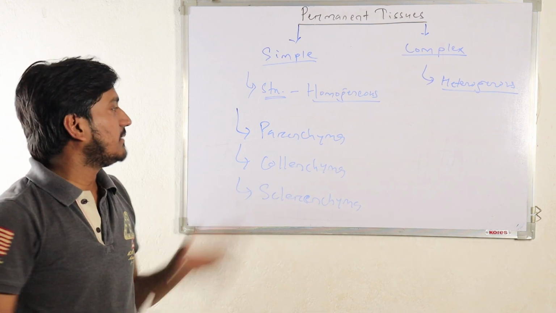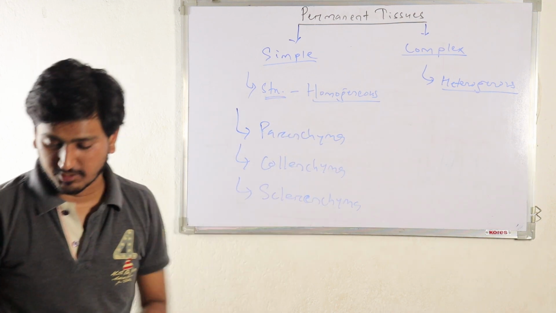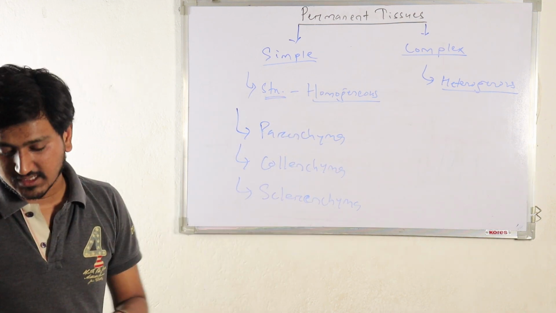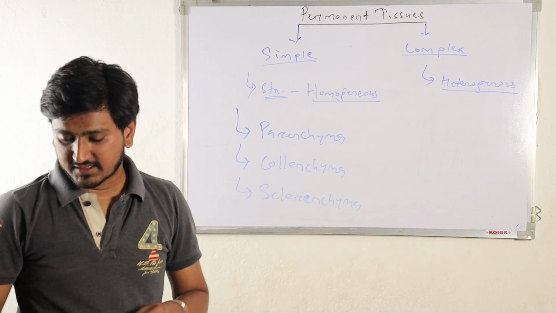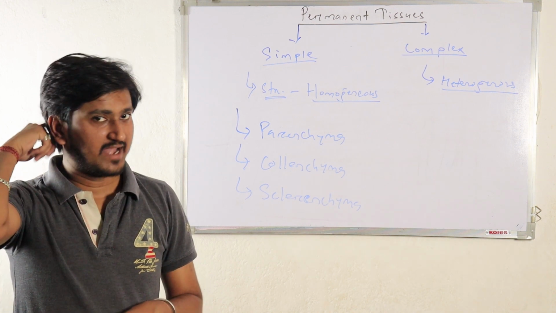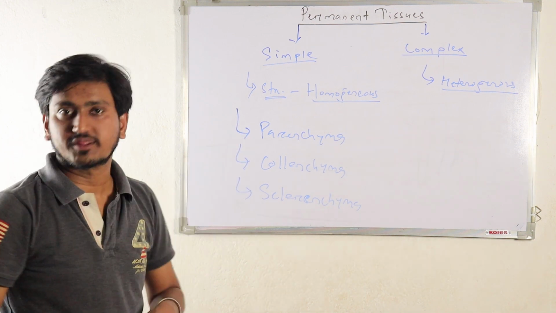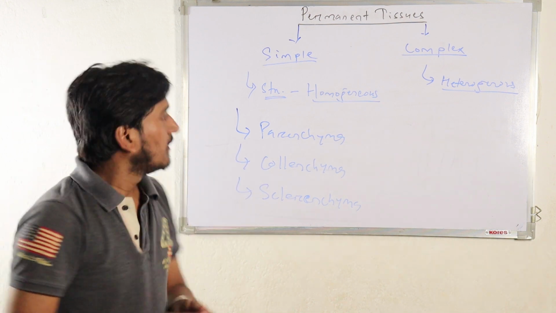So they are simple because they have a homogeneous structure, with all similar kinds of cells, and their basic function is protection of the plant body from the external environment. Second, they give strength and mechanical support to the plant body. Third, they may also store some things, like the parenchyma, which always stores food for the plant, okay.